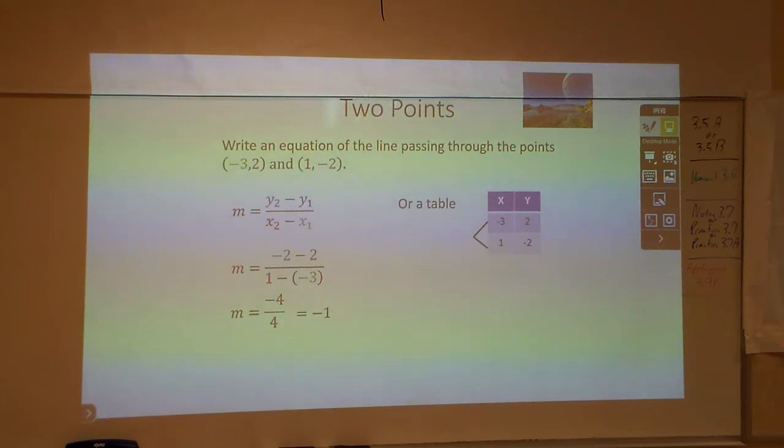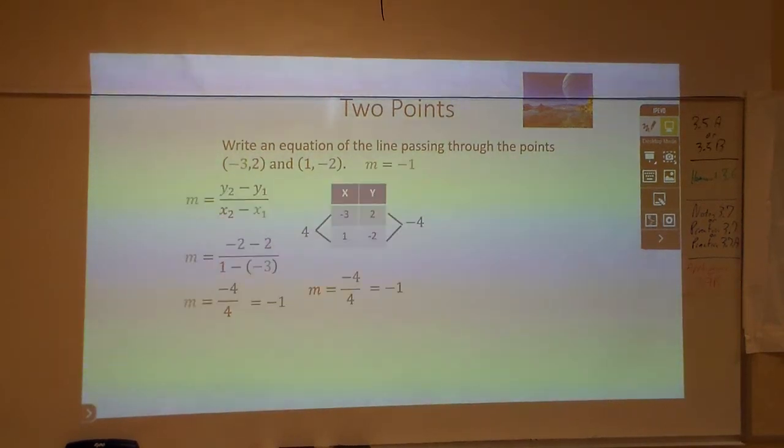I like also doing this sometimes in a chart. What did I do from negative 3 to 1? I went up 4. From 2 to negative 2, I went down 4. Y is always on top. Negative 4 over 4, you rise over your run. Still got a slope of negative 1. I had to find the slope first.